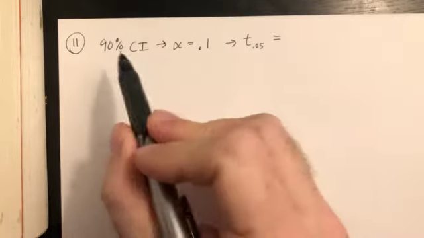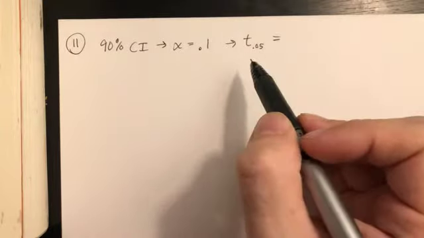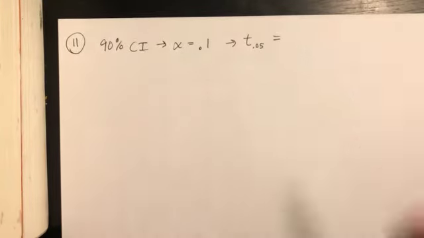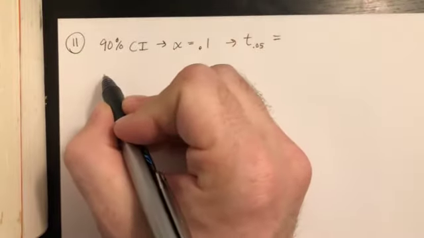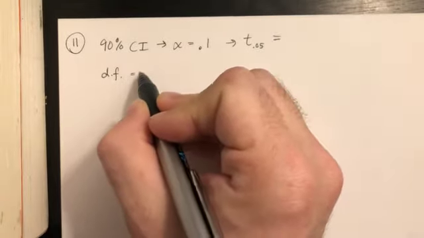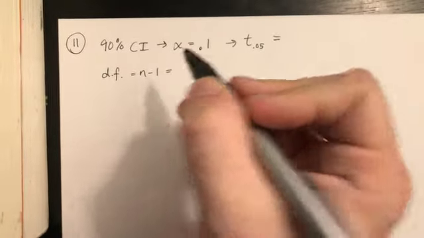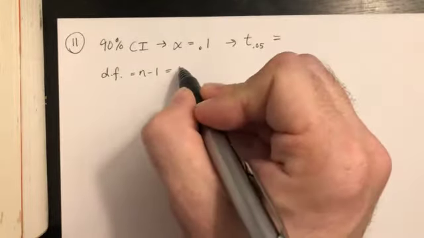That means that the alpha is 0.1, and the t alpha over 2 can be found with the chart. I'm going to use the chart in this book, which is similar to the one online. Before I can find the t value, there's something that I need: the degrees of freedom, which is n minus 1. Since we have 15 randomly selected, the degrees of freedom is 14.